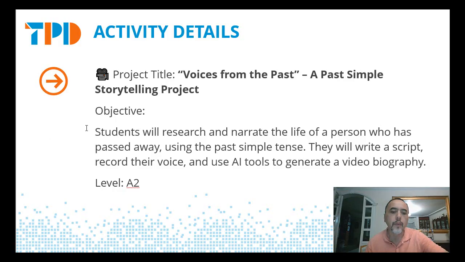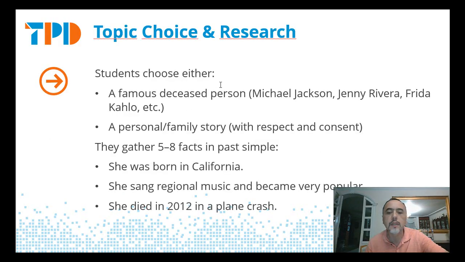And well, the first and possibly the most important step is that they are going to choose a person from the past, someone who has passed away. For instance, Michael Jackson, Jenny Rivera, Frida Kahlo, and so on. It can be either a famous person or someone close to them, such as a family member or a relative.